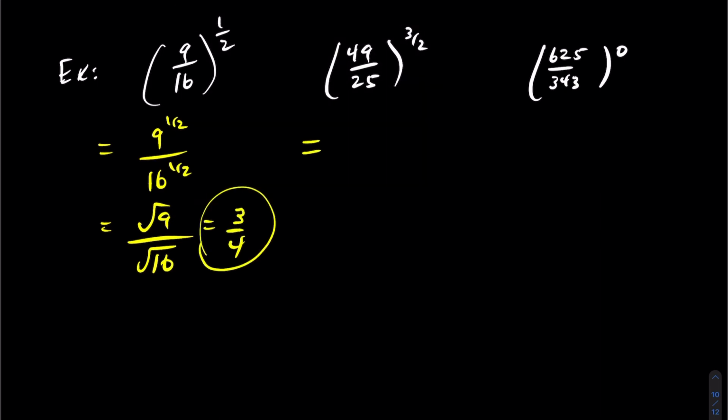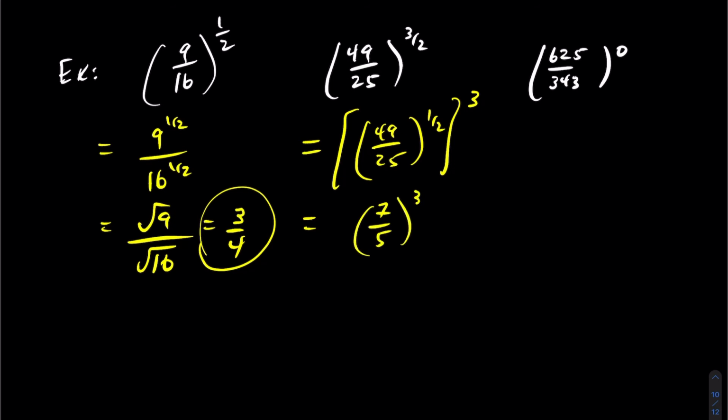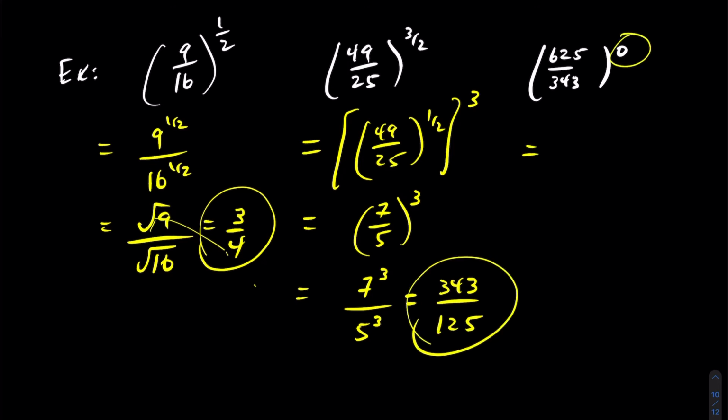Same idea with this one here. If I wanted to do this using my exponential notation, I want to apply the half first, and then I want to cube the result. So in this case here, like we just talked about, the root of 49 and the root of 25 you're taking here. So a root of 49 is 7, root of 25 is 5, and now you're cubing your result. So in this case here, this becomes 7 cubed over 5 cubed. And 7 cubed is 343, and 5 cubed is 125. This one here is an easy one, right? Power 0, like we talked about, anything to the power of 0 is 1.